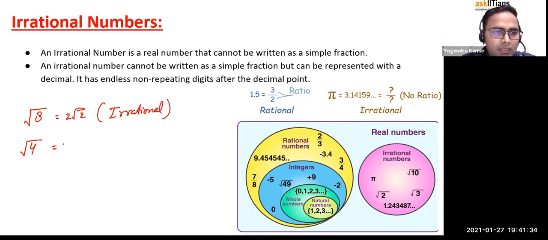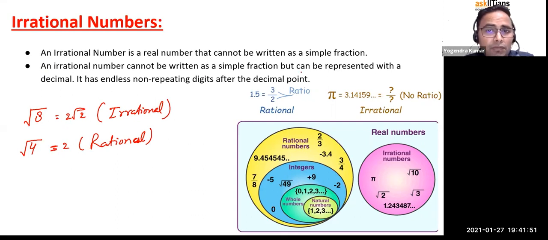Irrational. But this is 2. So which is what? Rational. If it is a perfect square inside the root, obviously it can be represented in p by q form. But this number cannot be represented in the p by q form. An irrational number cannot be written as a simple fraction, but can be represented with a decimal form, right? It has endless non-repeating digits after the decimal point.